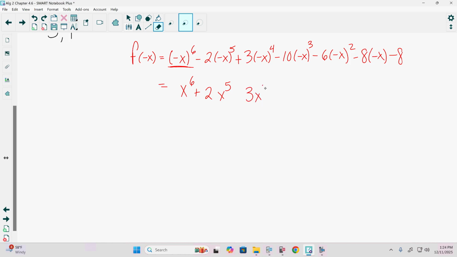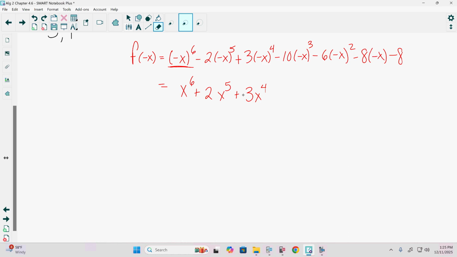Our next one, negative x to the 4th. Again, the biggest thing: if that exponent is even, keep the sign. If the exponent is odd, we change the sign. Here, since we're talking about x to the 4th, which is even, our positive 3 is going to stay positive 3.